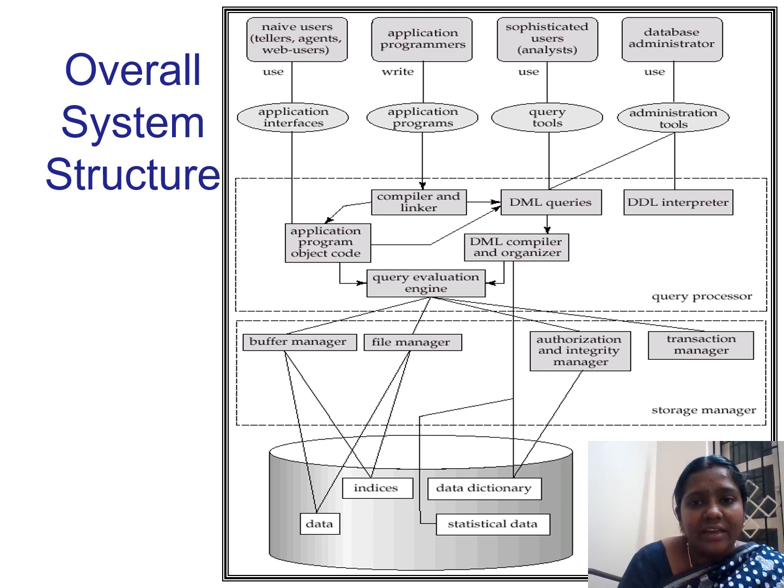So this is the overall structure of a database that consists of many users like naive users, application programmers, sophisticated users, database administrators, etc. Application interfaces and application programs are generated for each and every task in the database. The database administrator is responsible for the administration tools, which comprise the tools associated with the application program object code, like compiler, linker, DML queries, DML interpreter, DML compiler, organizer, etc.